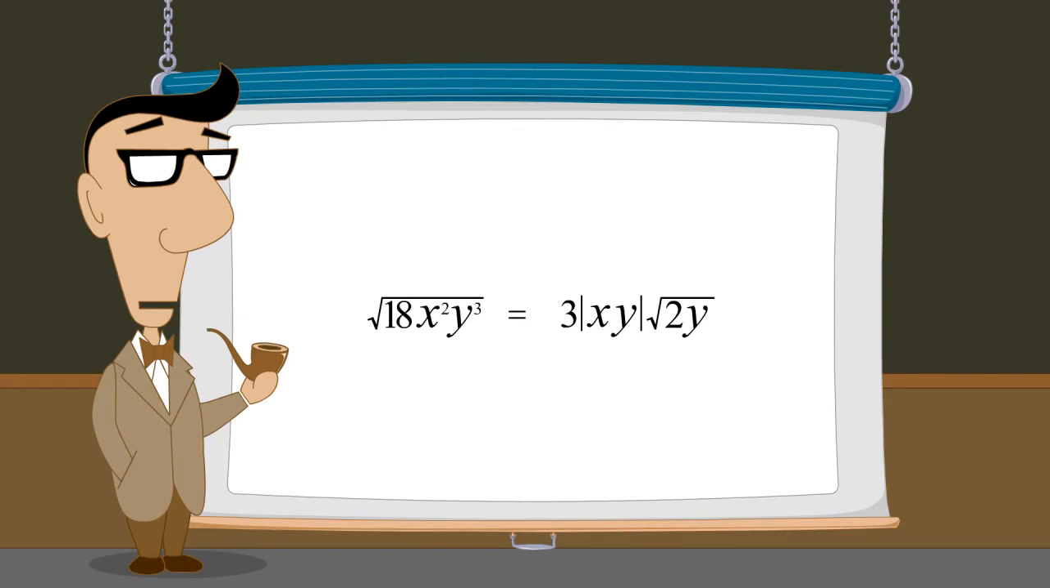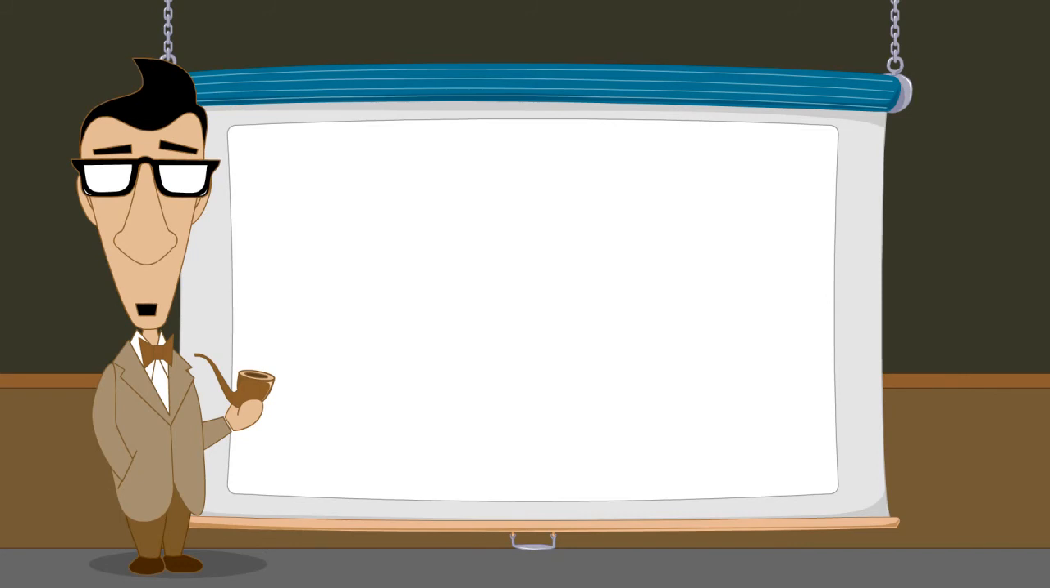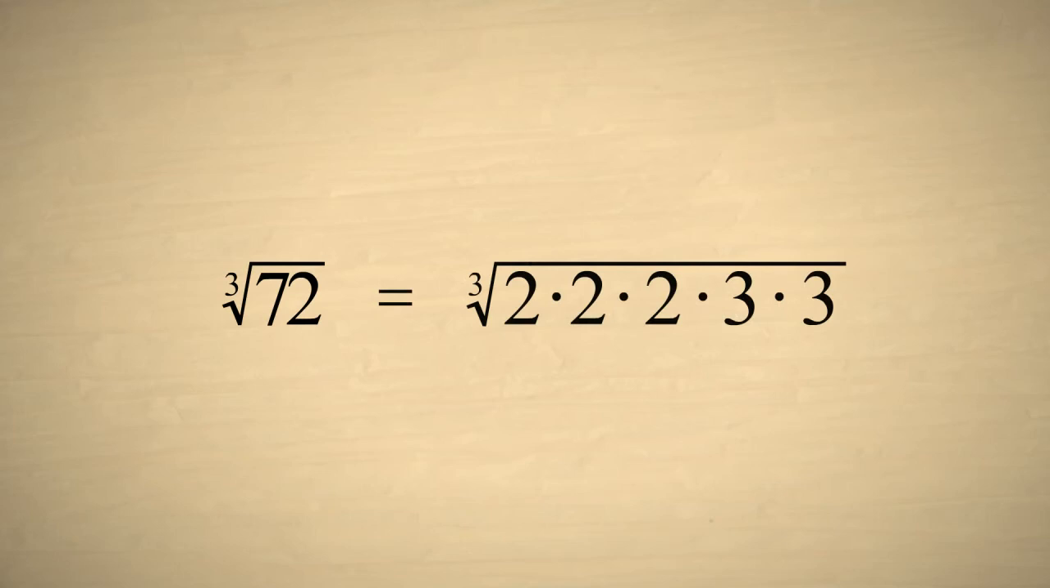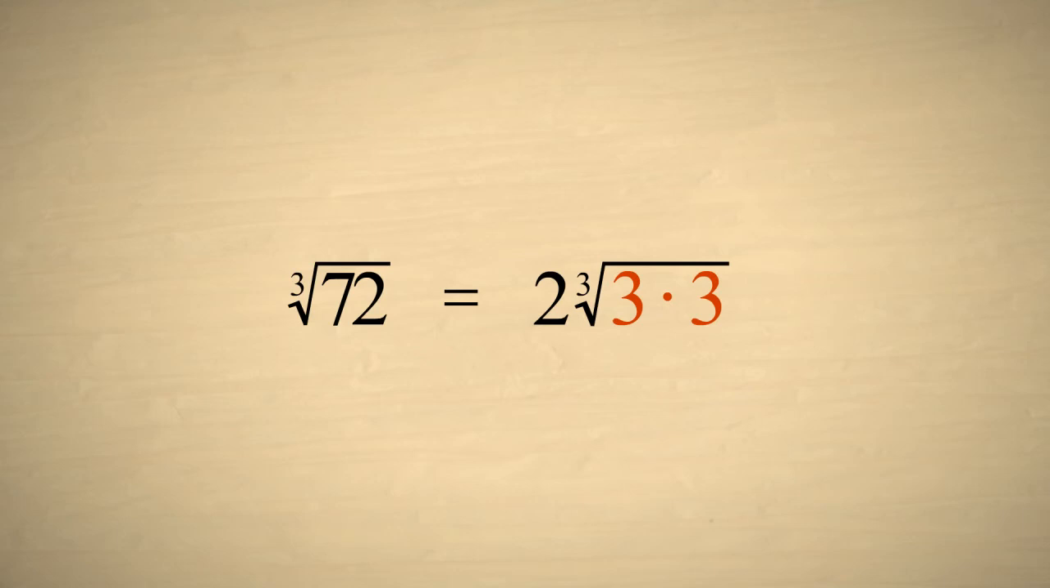Radical expressions can be simplified whenever factors of the expression under the radical sign can be grouped into perfect roots which can be brought out from the radical sign. For example, let's say we want to simplify the cube root of 72. Factoring 72, we see that 2 cubed is a factor. So this factor can be brought out from under the cube root. Since none of the remaining factors can be grouped into a perfect cube, they cannot be brought out. And we have 2 times the cube root of 9.